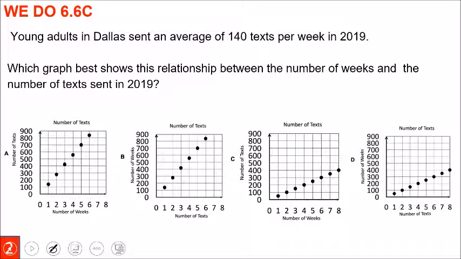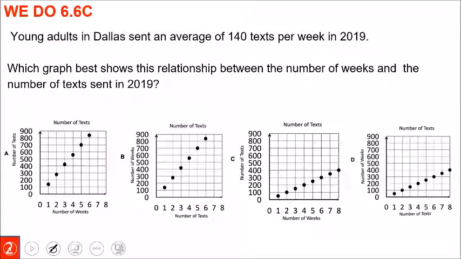So take a look at this. Young adults in Dallas sent an average of 140 texts per week in 2019. Which graph shows the relationship between numbers of weeks and the number of texts? So pause the video and see if you can figure out the answer yourself. All right, let's do this together.